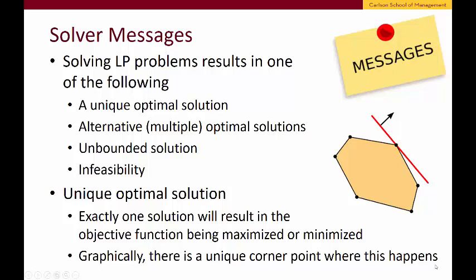So far, all of our solver runs resulted in a unique optimal solution, where exactly one corner of the simplex or feasible region will maximize or minimize our objective function. Some of the other special cases involve alternative or multiple optimal solutions, unbounded solutions, and infeasibility or no solutions at all.